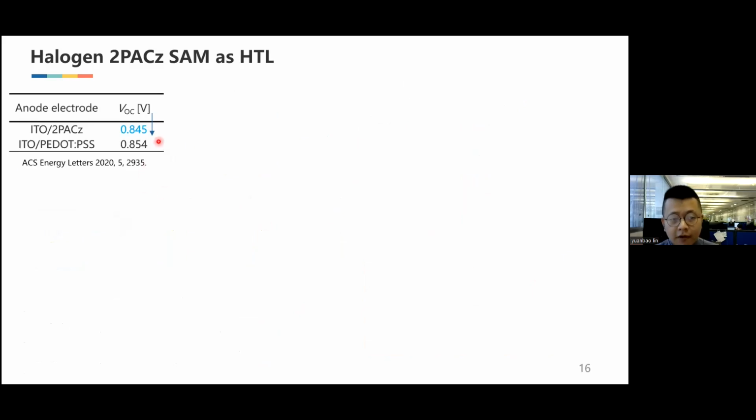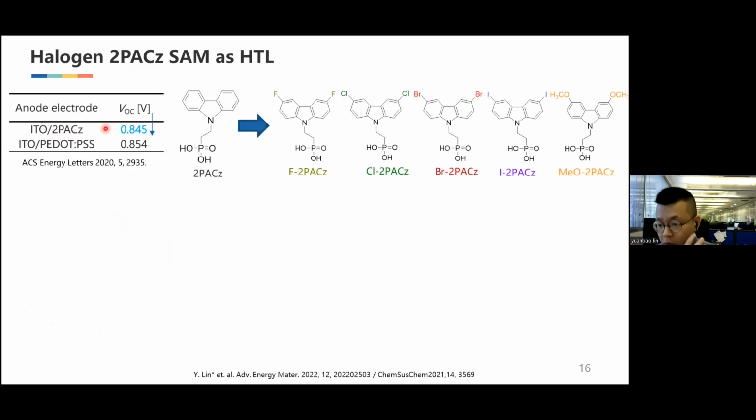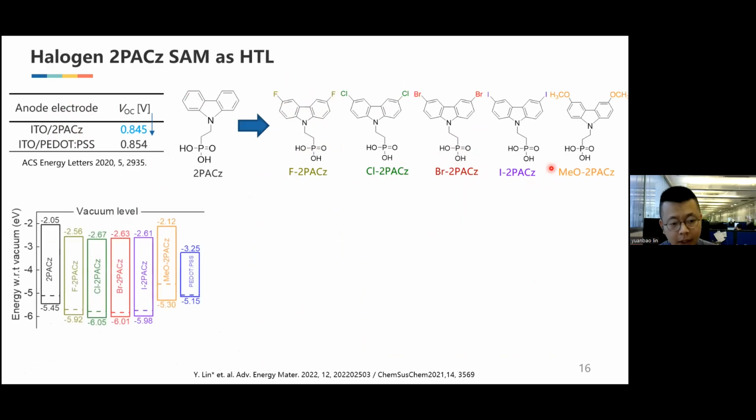But we also noticed the VOC of the ITO/2PACz SAM-based device is slightly lower than the PSS. So we tried to synthesize new ones with different substituents like fluorine, bromide, and MeO. With different substituents, the work function and energy level change a lot. For example, for the Br-2PACz, the work function can go to 5.8, but for the MeO-2PACz, the work function is reduced to 4.6. So we chose these 3 materials to test in the OPV.